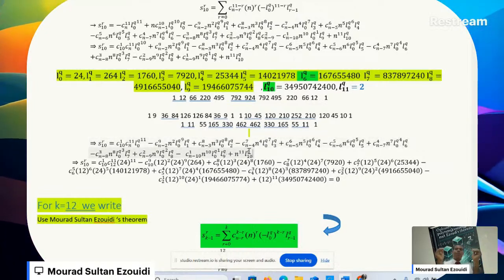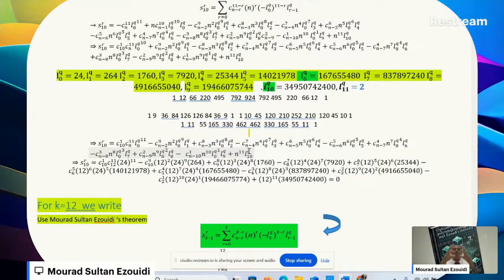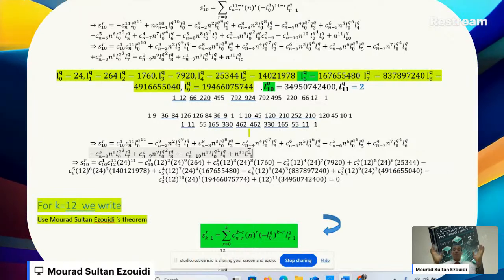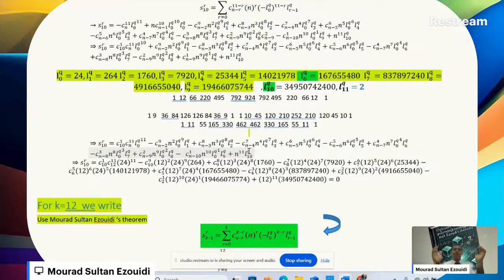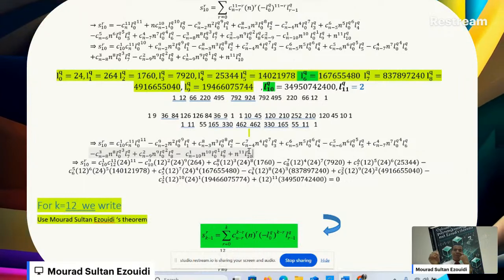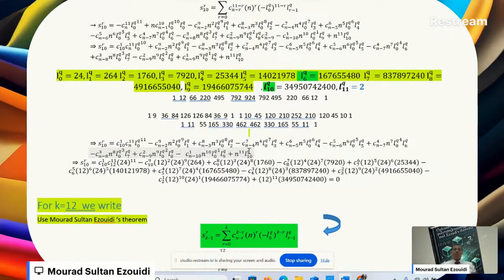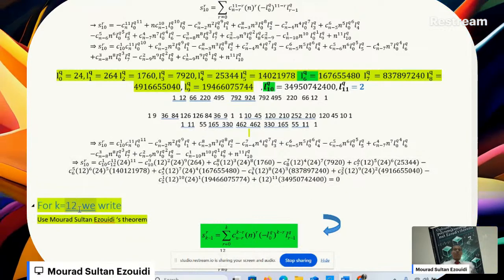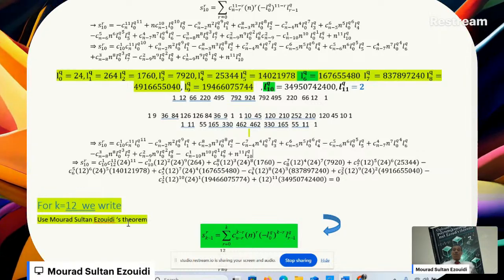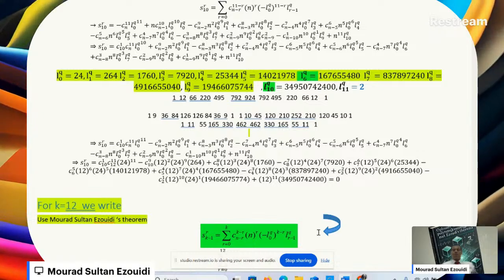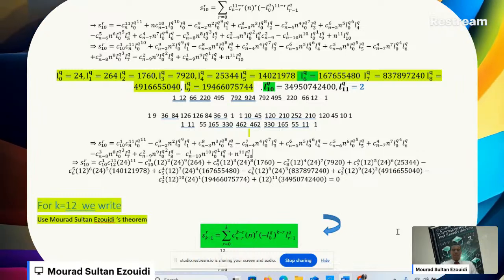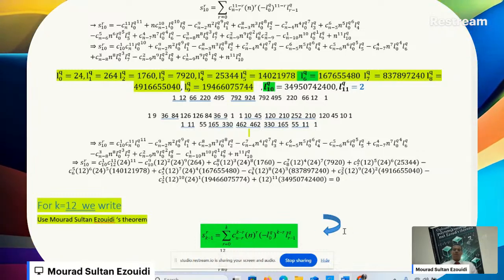Okay, so to solve an n-degree equation, you have to calculate all the S subscript payments one after the other. In fact, it's hard work. But you can solve any n-degree equation without S. Now for k equals 12, we write, applying Mourad Sultan Ezouidi's theorem. This is the theorem of Mr. Mourad Sultan Ezouidi, and we will find the formula that has been generalized for the Ezouidi theorem.